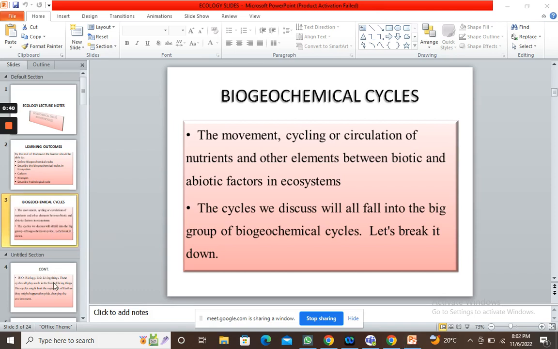The term can be broken into three terms. Bio, which means life. It can also be broken into geo, which is a geographical factor. These are things like land, rocks, and it can also be broken into chemical. These are now the nutrients that circulate in the ecosystem, and under that, the nutrients that circulate in ecosystem, we have carbon and we also have nitrogen.